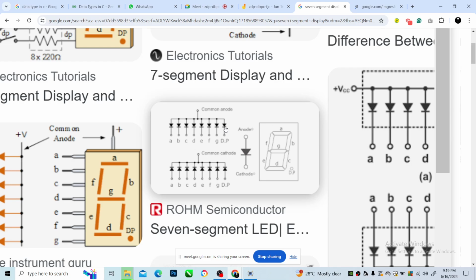So this is the common anode one. I believe you know that this direction is the positive side of a diode. The place where the arrow starts from is the positive side of a diode.